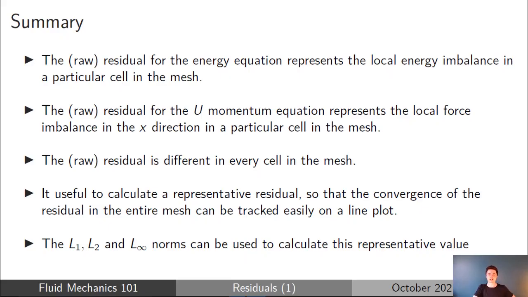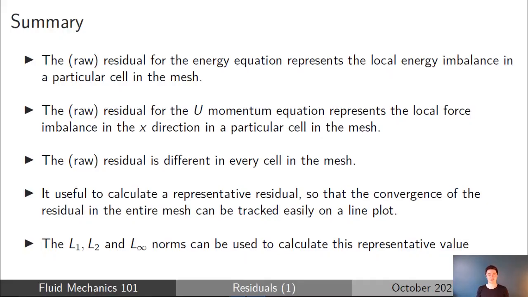And to summarize the talk as a whole, the key takeaways from part 1 are that the raw unscaled residual for the energy equation physically represents the local energy imbalance in a particular cell in the mesh. And the same logic applies for the momentum equations and the equations for species transport, for example. So the raw residual for the U momentum equation represents the local force imbalance in the x direction in a particular cell in the mesh.